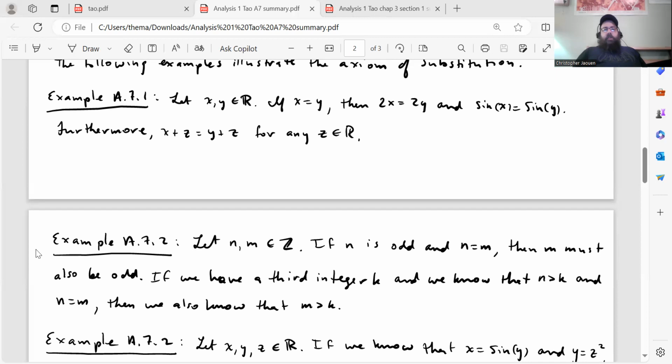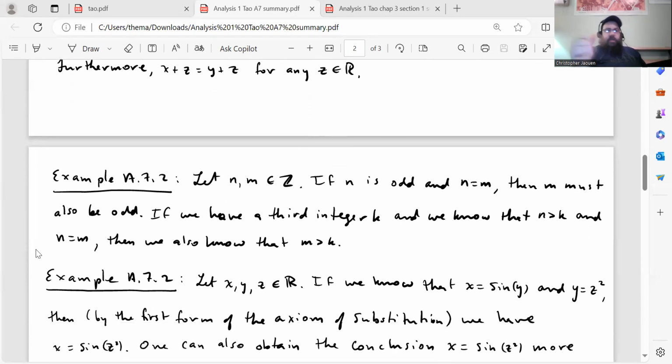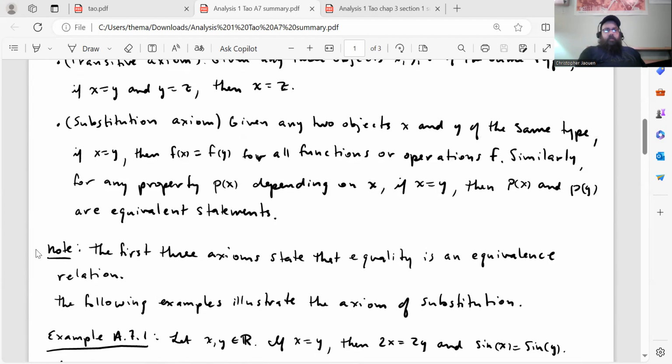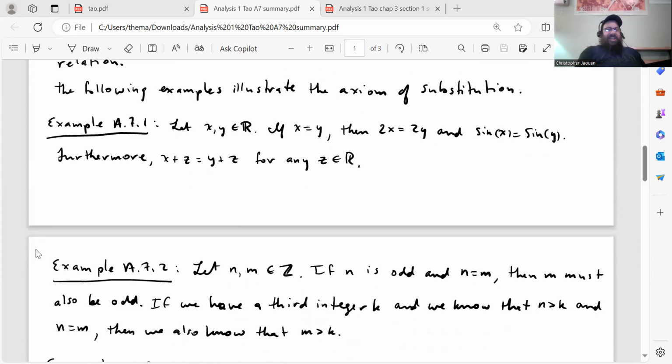Let x, y be real numbers. If x equals y, then, for example, 2x equals 2y, and sine of x equals sine of y. Furthermore, x plus z equals y plus z for any z in R. Right, that's just one example where we're using the axiom of substitution. I keep forgetting the word substitution.